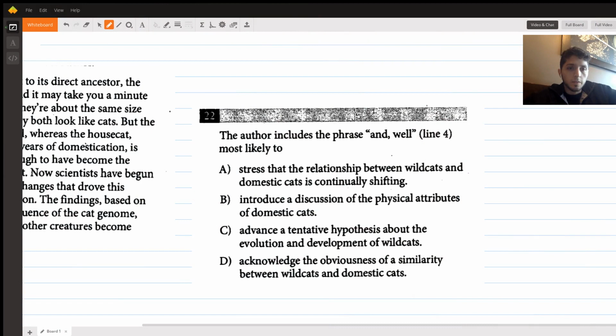Question 22 from essay 2, number 14. The question says, the author includes the phrase, "and, well," in line 4, most likely to... So this is the question that's asking us about why the author is using this phrase. Why is the author saying what he's saying? What's the point?